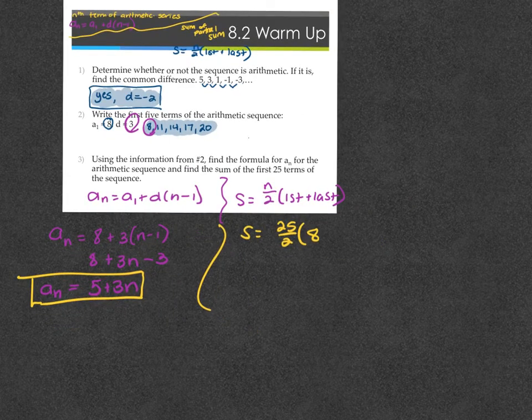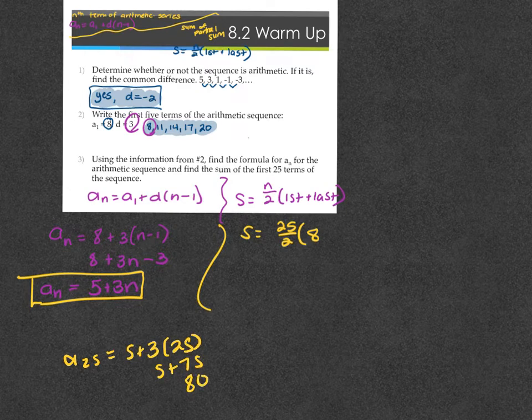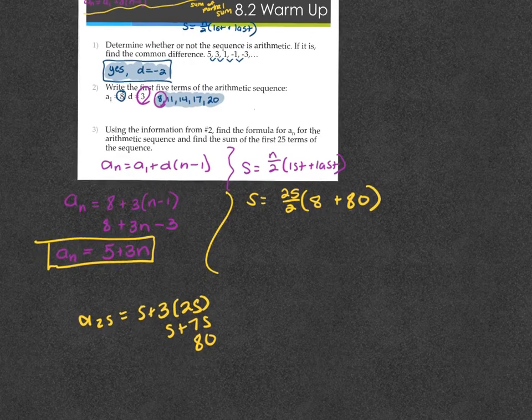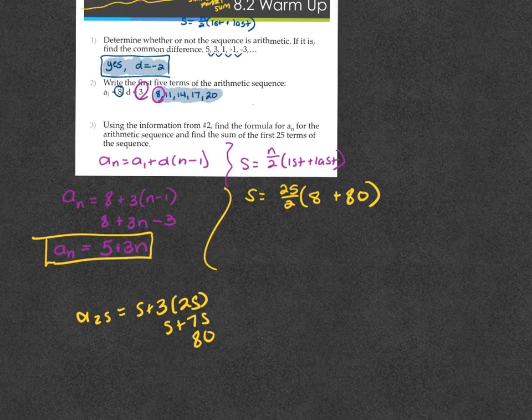So I have to say a sub 25 would equal 5 plus 3 times 25, which is 5 plus 75, or 80. Now that's the last term in the sequence. Does that make sense? So you needed to know the first and the last. It gave you the first. You have to use the a sub n to get the last. So then I would do 25 over 2, which is 12.5, times 88.